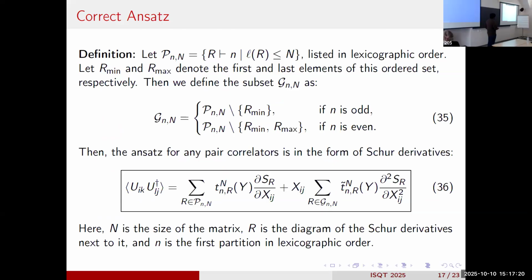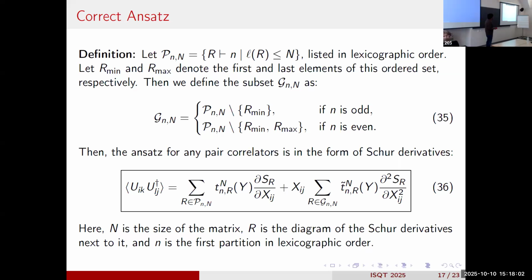This is our final result of this whole study. We changed our ansatz and wrote it in the following way. So here, this P is actually when you have partition functions, when you have Young diagrams and you write them in lexicographical order. R minimum is the first element of this lexicographical order, and R maximum is the last one. So, for example, in the case of partition 3, how many partitions do we have? We have 3, 2 1, and 1 1 1. So this 3 is the R minimum, and this 1 1 1 is R maximum.